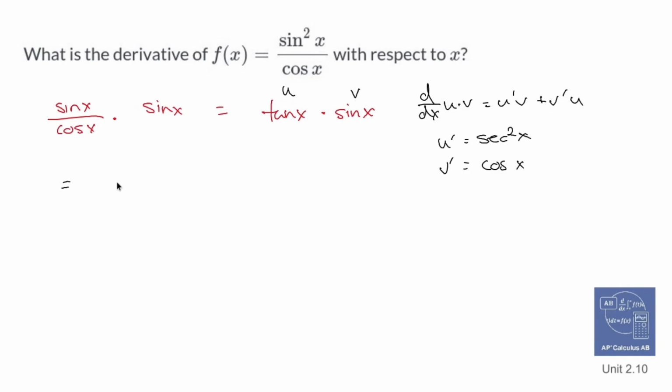U prime v is secant squared x times v, which is sine x, plus v prime u, which is going to be cos x times tangent.